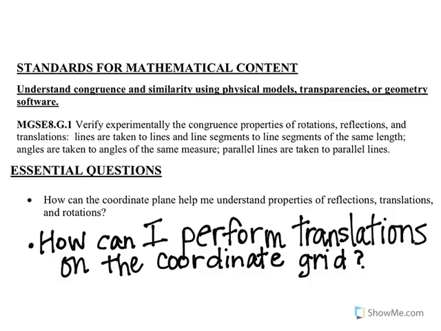Good morning, guys. So just a quick lesson. As I told you, we're going to go over translations today.